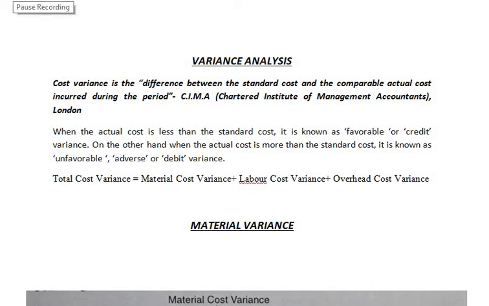Hello everyone. So in this video I'm going to discuss material variance. First of all, this material variance comes under the total cost variance under the variance analysis. So what is variance analysis?